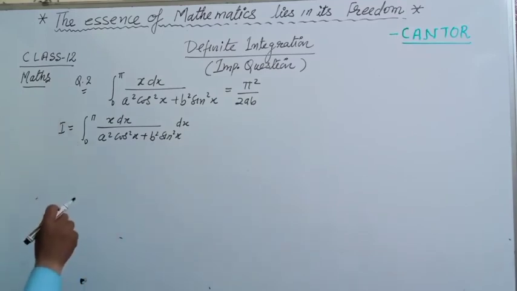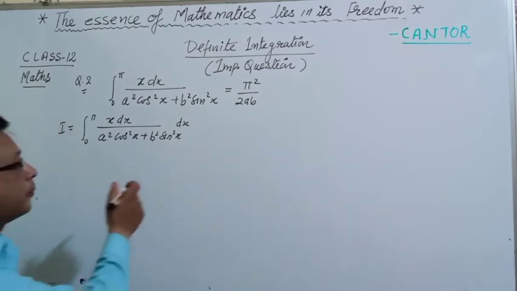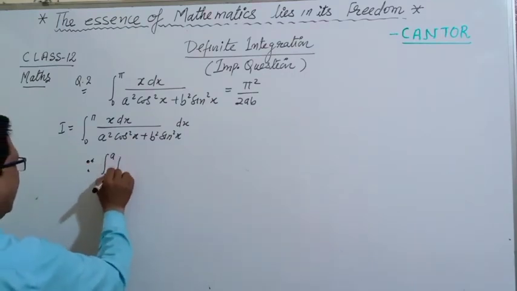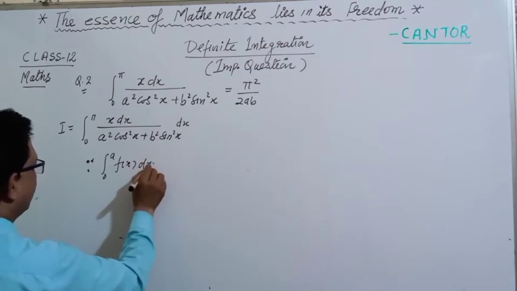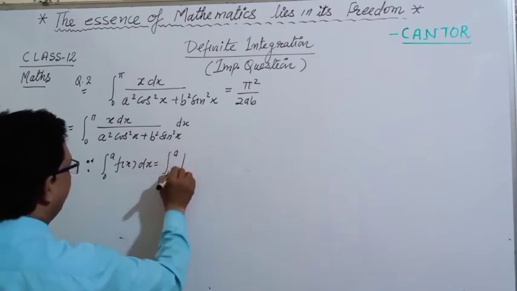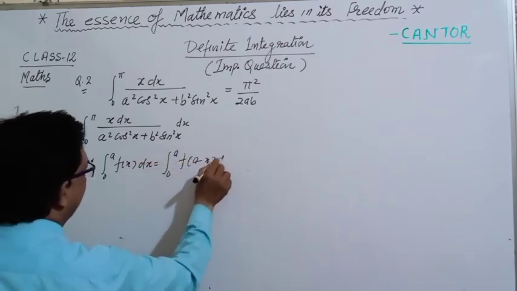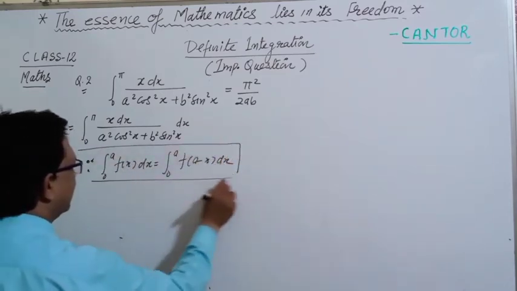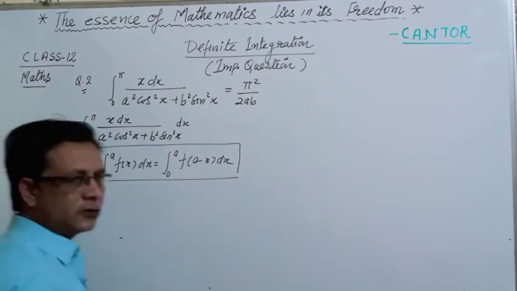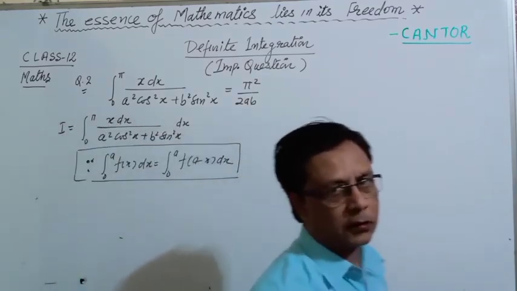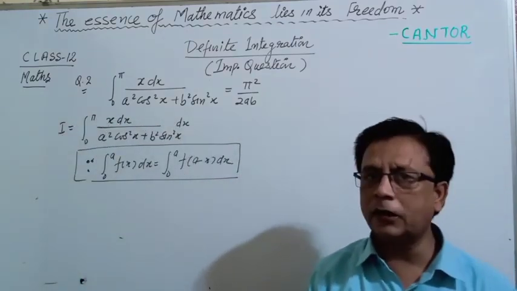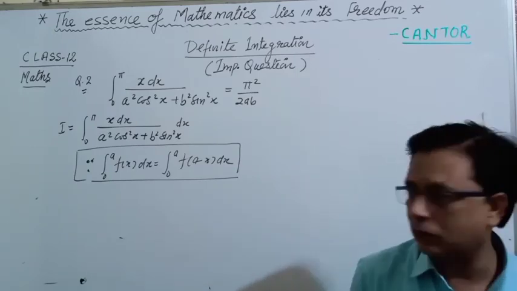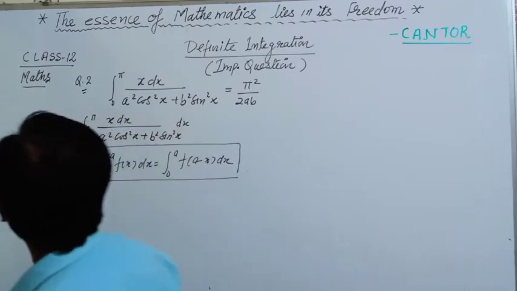Clearly, this is a 0 to a property. The integral from 0 to a of f(x) dx is equal to the integral from 0 to a of f(a minus x) dx. This is also known as King's property. I already told you that 99% of questions are solved by using this property. So we use this King's property here.